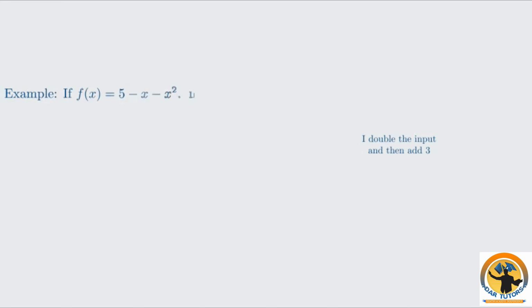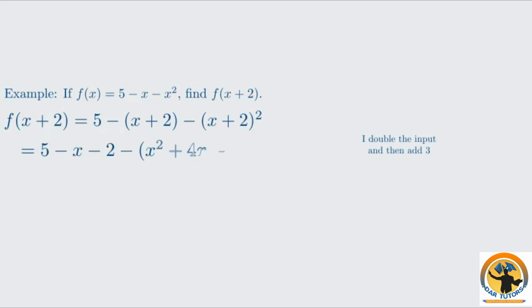Now let's find f of x plus 2. We replace every x with the expression x plus 2. This gives us 5 minus the quantity x plus 2 minus the quantity x plus 2 squared. Expanding and simplifying this expression gives us negative x squared minus 5x minus 1.